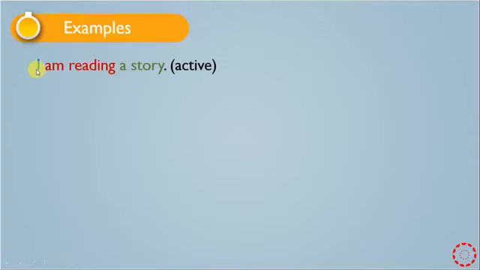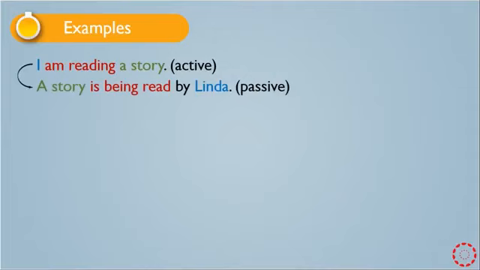Look at this example. This is present continuous, active form. I am reading a story. I is a subject here, am is verb to be, and then we have verb ing, which is reading. After reading, we have an object, which is a story.